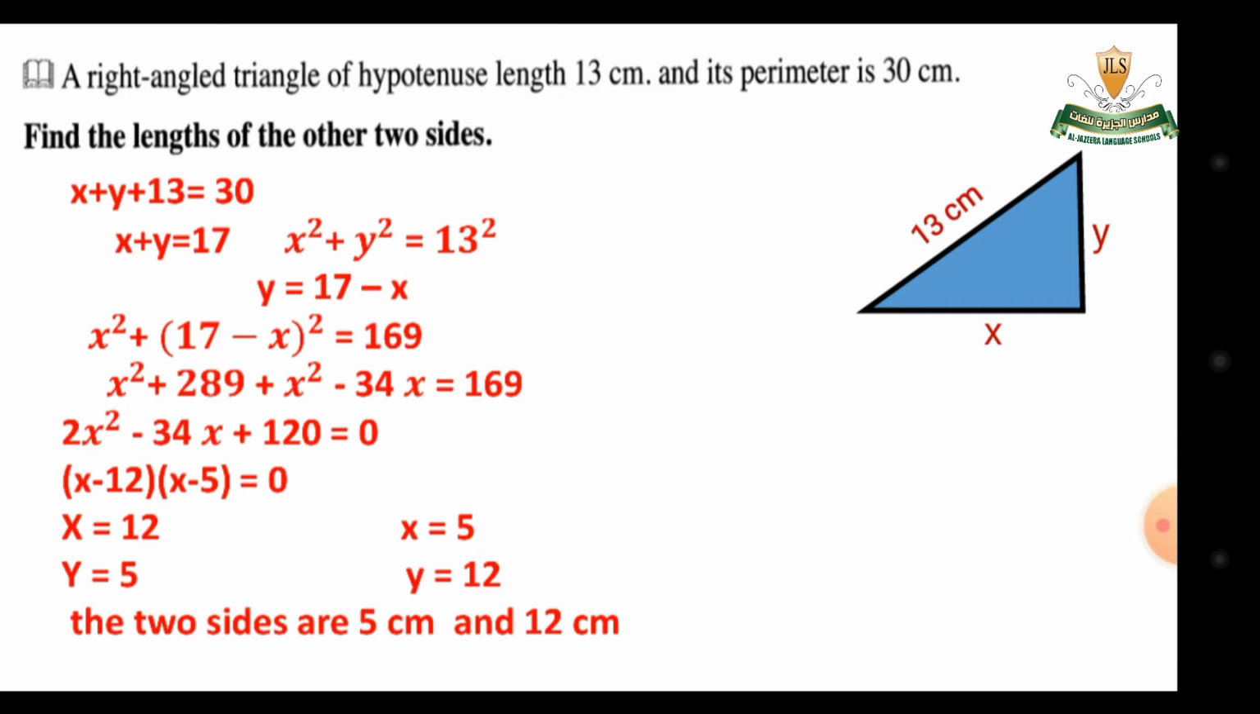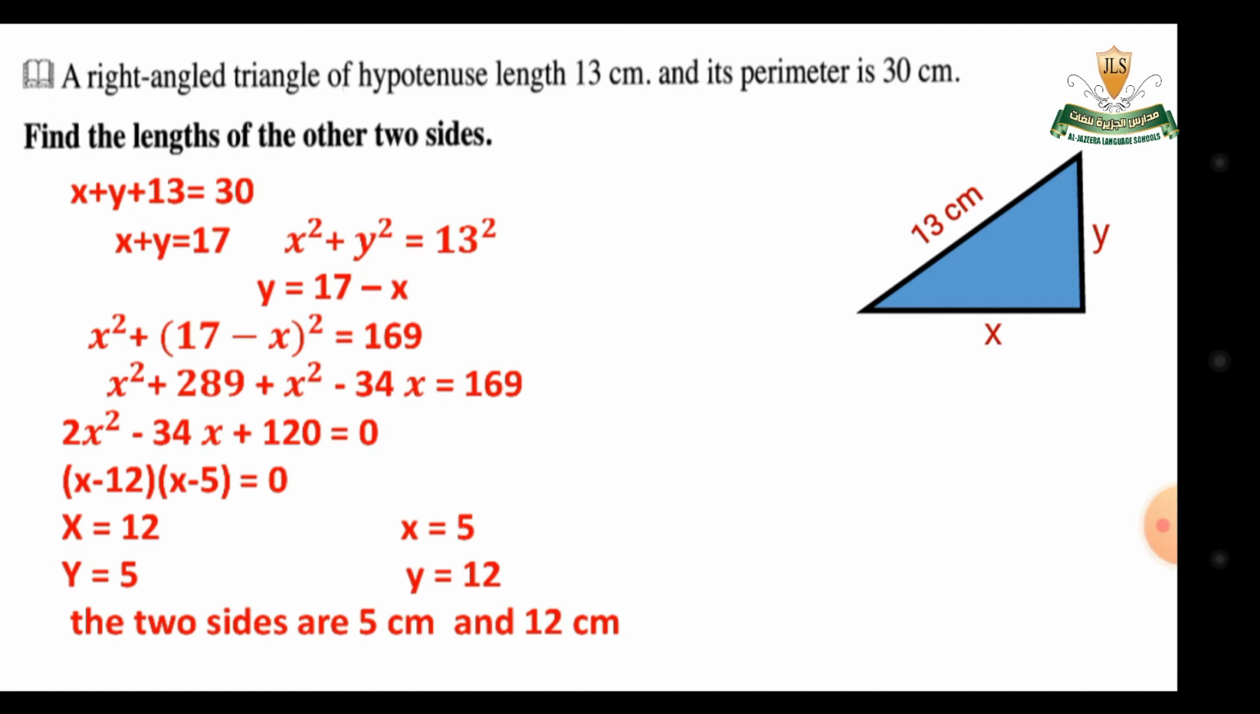The second degree equation is the Pythagoras theorem, which is x power 2 plus y power 2 equals 13 power 2. We put y equals 17 minus x in the second degree equation. We get x power 2 plus (17 minus x) power of 2 equals 169. We expand the perfect square. We get x power 2 plus 289 plus x power 2 minus 34x equals 169.